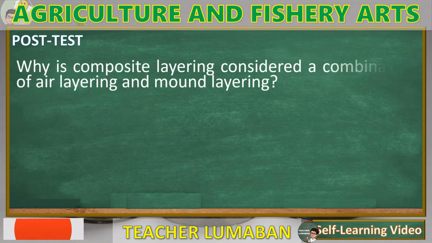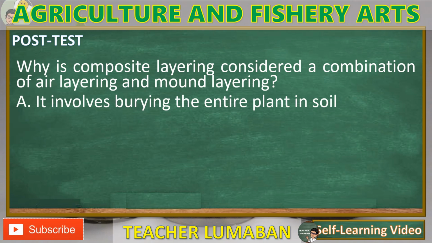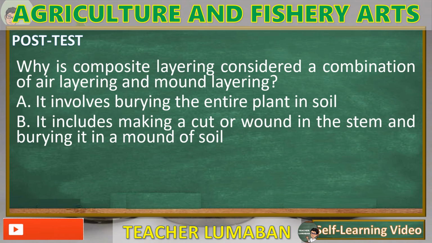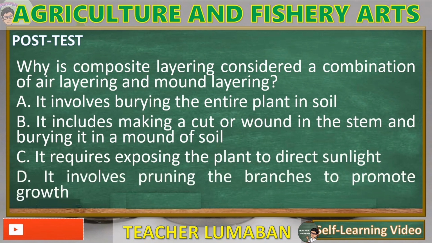Why is composite layering considered a combination of air layering and mound layering? A. It involves burying the entire plant in soil. B. It includes making a cut or wound in the stem and burying it in a mound of soil. C. It requires exposing the plant to direct sunlight. D. It involves pruning the branches to promote growth.